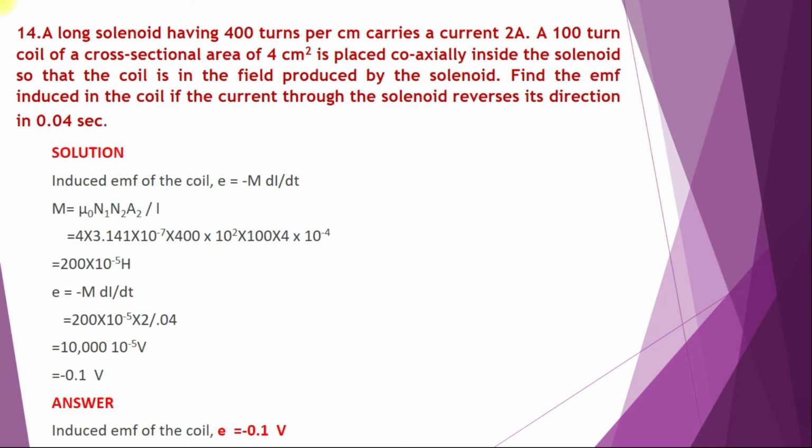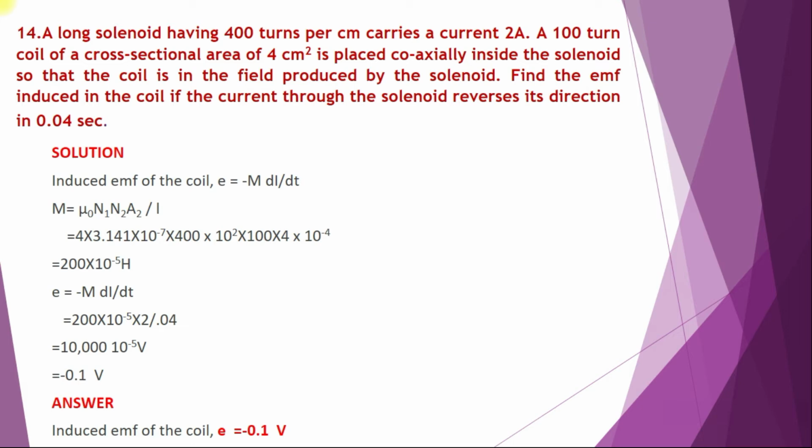The solution starts with the formula of induced EMF of the coil, E is equal to minus M × di/dt, where M is the mutual inductance, which is given by the formula μ0 N1 N2 A2 divided by L. So substituting the values from the given data, we get 4 × 3.141 × 10^-7 × 400 × 10^-2 × 100 × 4 × 10^-4, which is equal to 200 × 10^-5 Henry.